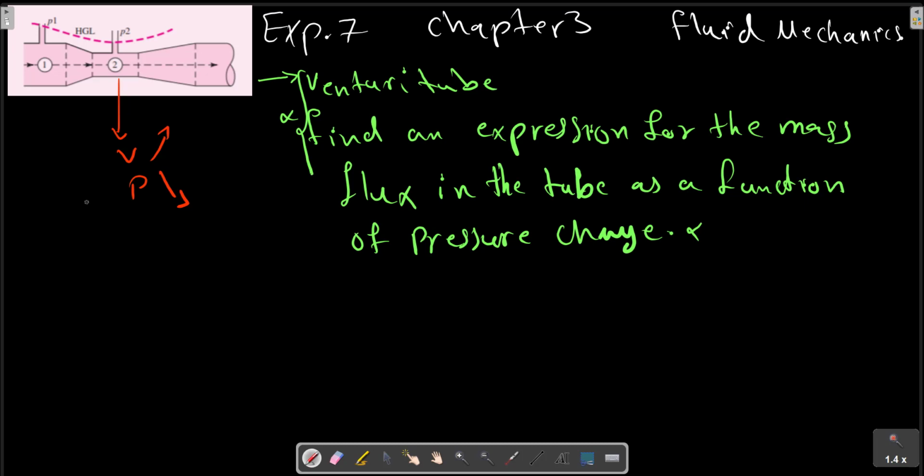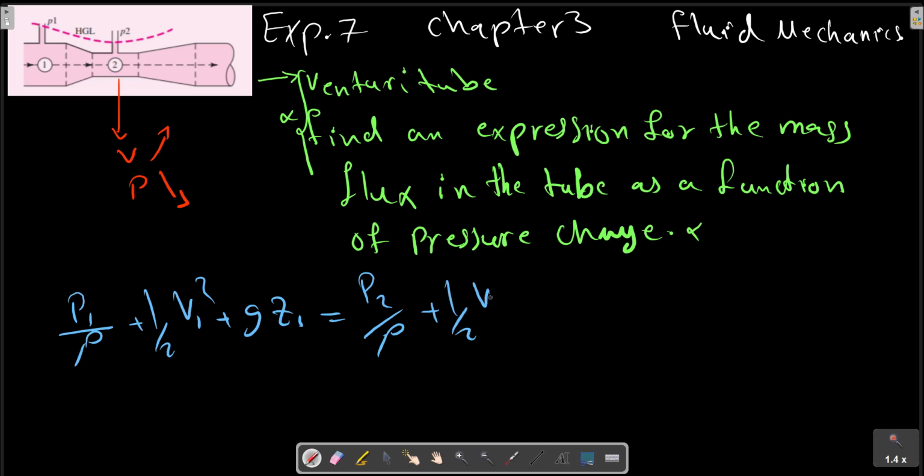First, we should write the Bernoulli equation between point 1 and point 2, which is P1 on rho equals to... This is a Bernoulli equation considering some assumptions. It can provide an appropriate relation between, for example, velocities and pressure.